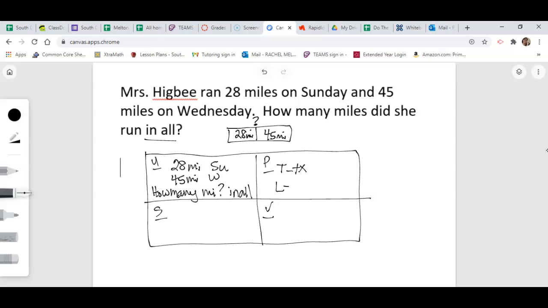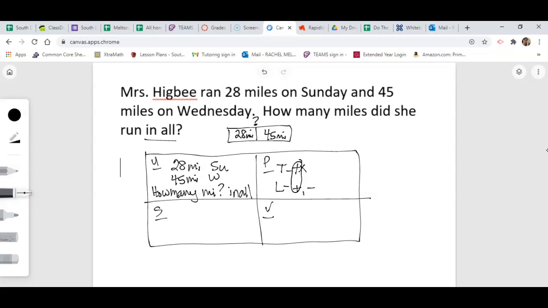Then for my labels, I have miles and miles. So those are the same labels. If I'm going to have the same labels, I either add or subtract. So for this question, I know I need to add.